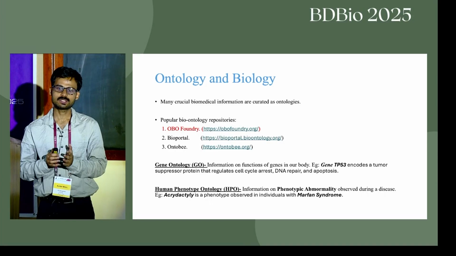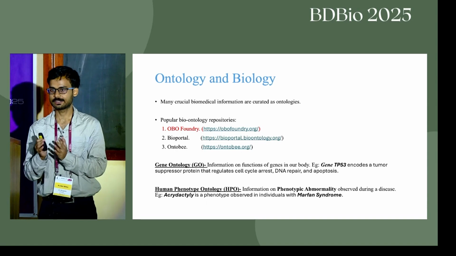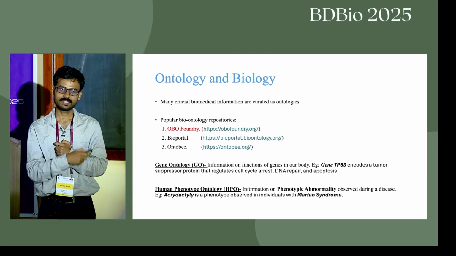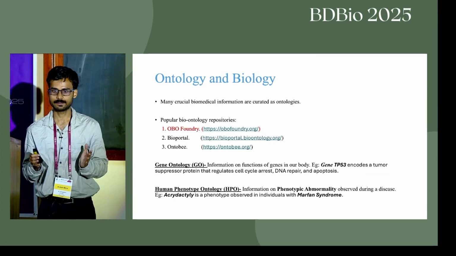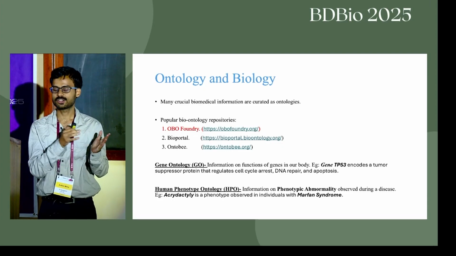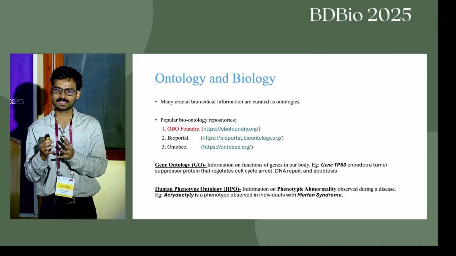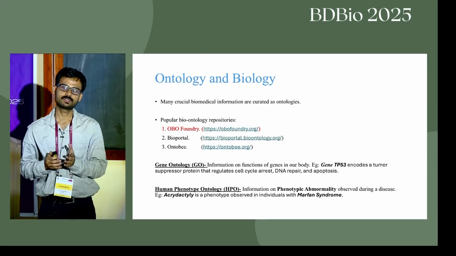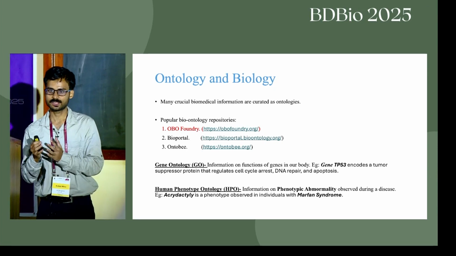Because of all these advantages we have seen, it is popularly used in many critical use cases, and one of them is obviously biomedicine. What you can see on the screen are the various ontology repositories where different kinds of ontologies are available. In our lab, we mainly work with the foundational ontologies, that is the OBO Foundry ontologies, which you can see in red. The most popular ones among them are the Gene Ontology, which contains all the genetic information, and the Human Phenotype Ontology, which stores the information about the different phenotypic abnormalities observed during a disease.